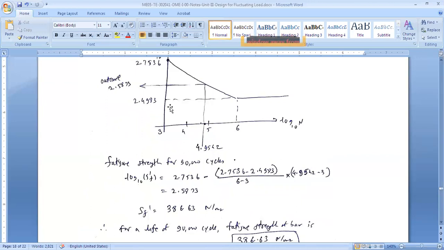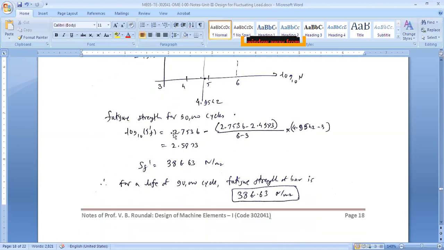Now for a given stress, what is the life cycle? And for a given life cycle, what is the stress? So our life cycle given was 90,000 cycles. That means log of that is 4.9542. For that life cycle, what is the stress? We got 2.58. Anti-log of that is 386. So we don't need to plot a graph. We can do this by numerical method.